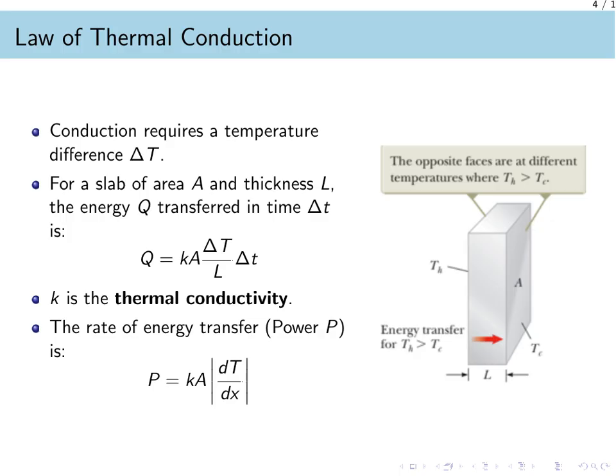We can also express this as power, where the rate of energy transfer equals the thermal conductivity times the area, multiplied by the magnitude of the temperature gradient. The diagram here shows energy flowing from a hotter face at temperature T_H to a colder face at temperature T_C.